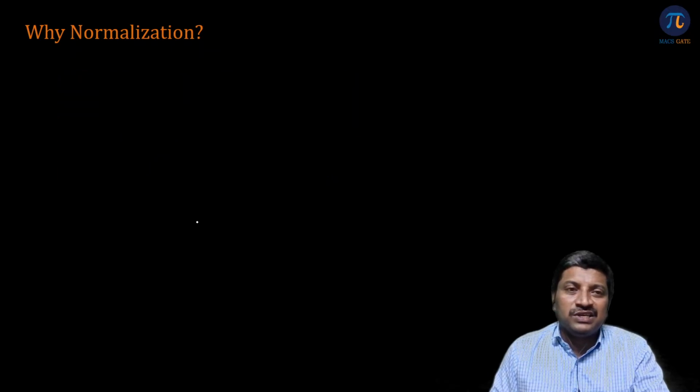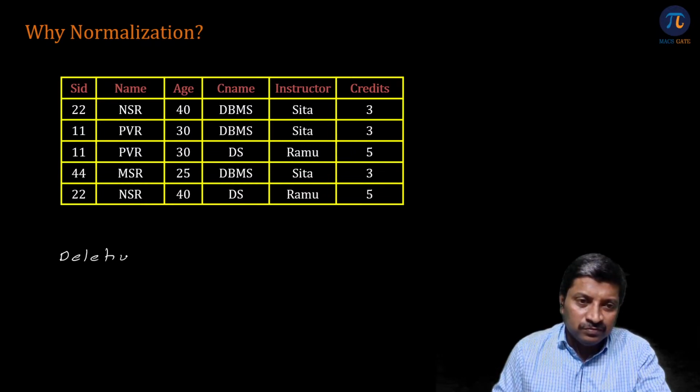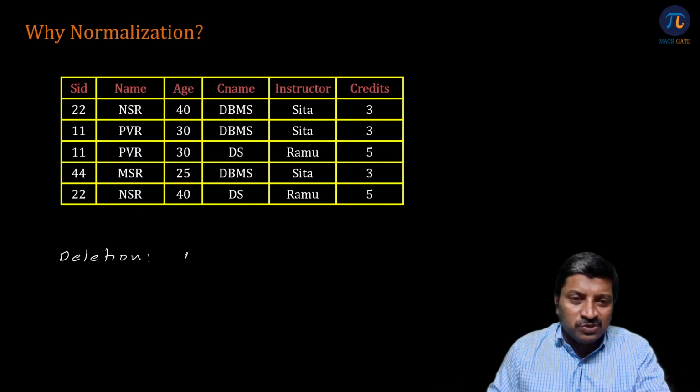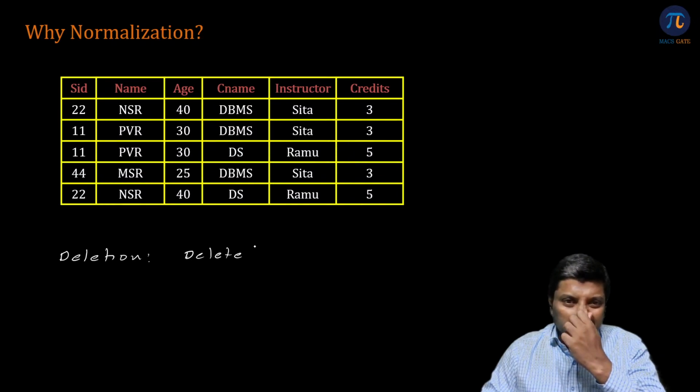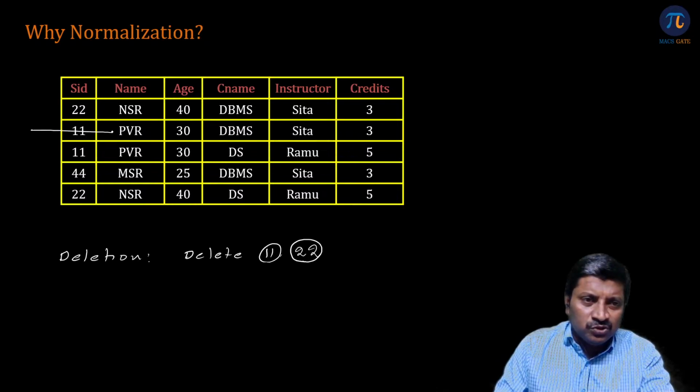Let us consider the second one. Suppose we are doing a deletion operation. For example, suppose I want to delete two students, 11 and 22. These students have left our institute. So I need to strike out this row and this row.